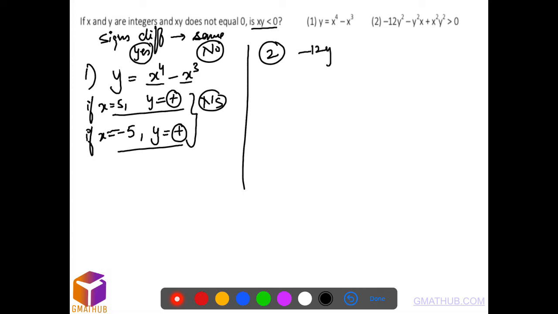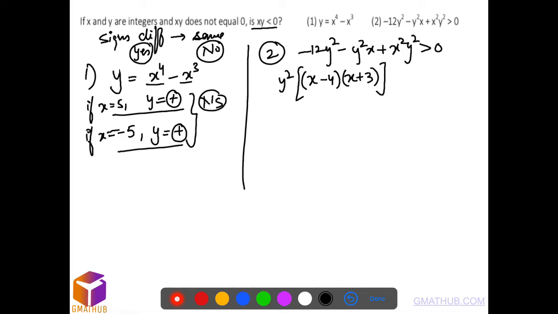Second, minus 12y square minus y square x plus x square y square greater than or equal to 0. Now take y square out, it will be x minus 4 x plus 3 greater than 0. Again, x is equal to 5, y positive will satisfy this inequality.